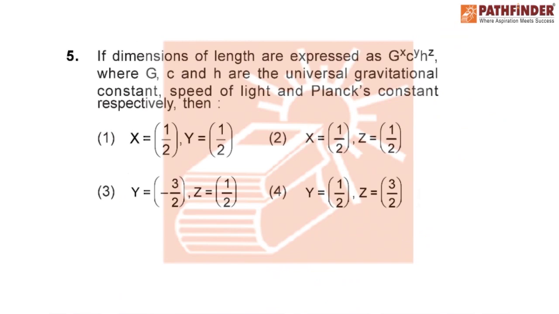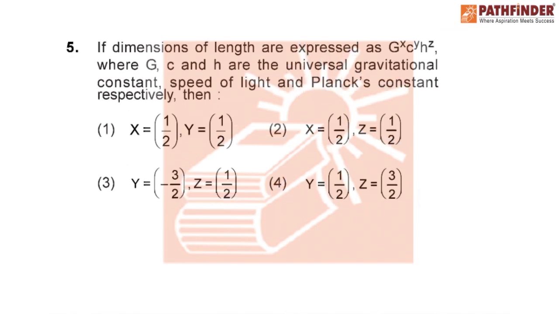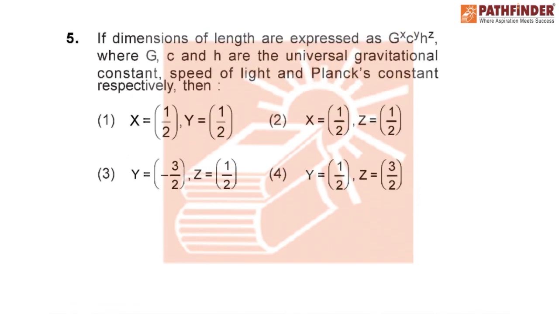Question number 5. If dimensions of length are expressed in terms of h, c and g, which are considered as fundamental constants, where g is the universal gravitational constant, c is speed of light and h is Planck constant, then we have to find the values of x, y and z. So I am just giving you the way it should be done.